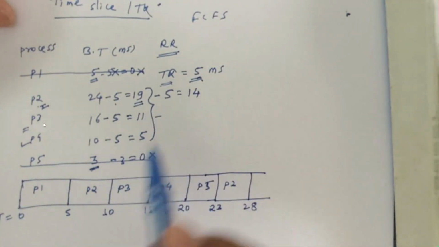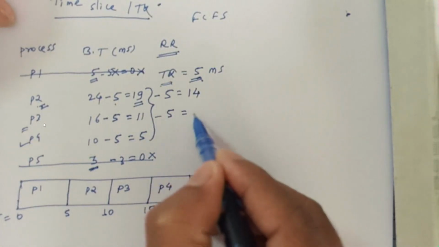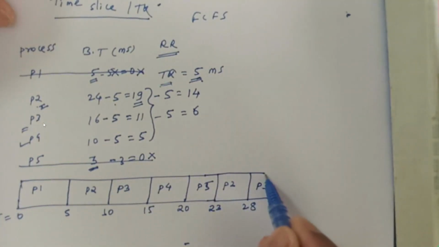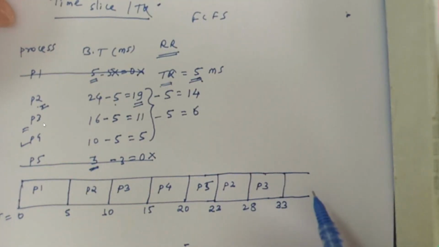Then process P3 will be scheduled and executed for one time slice, that is 5. So 11 minus 5, remaining time is 6. So here process P3 will start at 28 and execute for one time slice. So 28 plus 5, that is 33. And then process P4 will start.